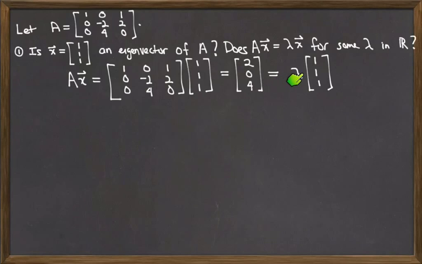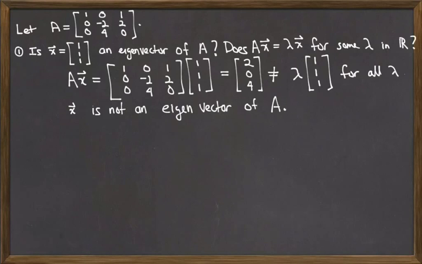However, with lambda equal to 2, I would get a 2 in the second entry, and I don't have one. I have a 0 here. So it's not possible to make these two expressions equal to each other. They're not equal for all real numbers, lambda. The conclusion, therefore, is that x is not an eigenvector of my matrix A.